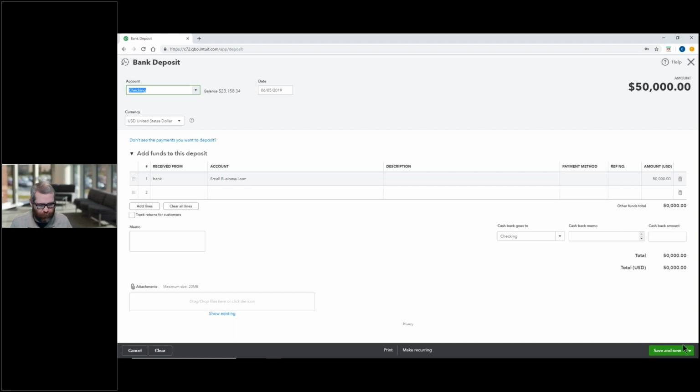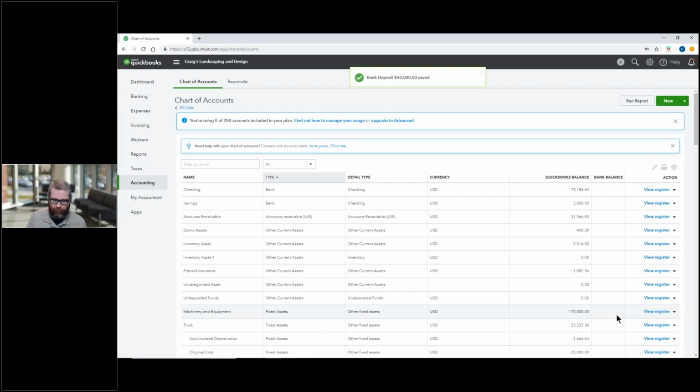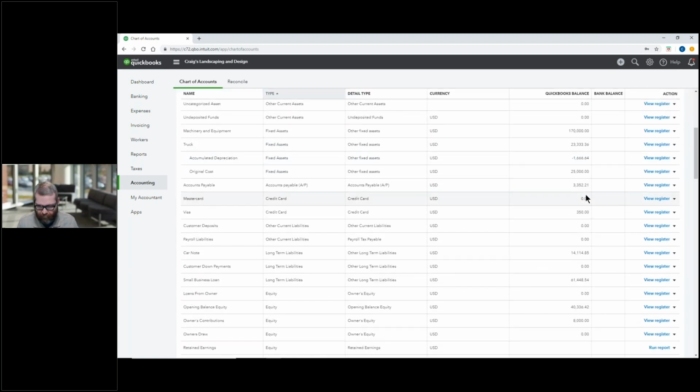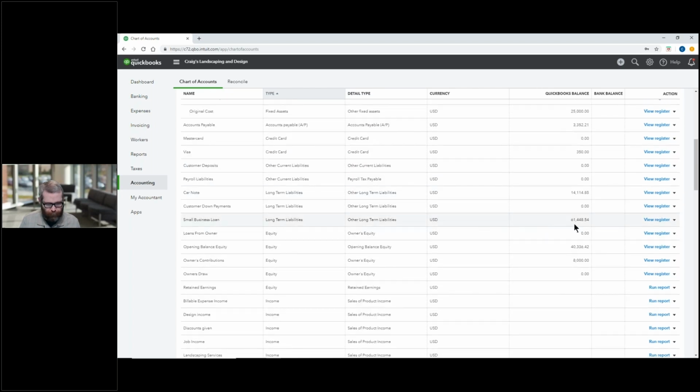So I'm going to go ahead and record this. Now, we're going to take a look at the balance of the checking account and the liability account. Right here, we can see that the checking account went up by $50,000. It was at $23,000. Now it's up to $73,000. And then whenever I scroll down here to my liability account, my small business loan, now it's at $61,000. I had a little bit of a loan before then.